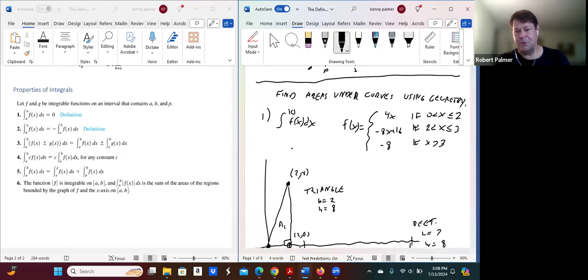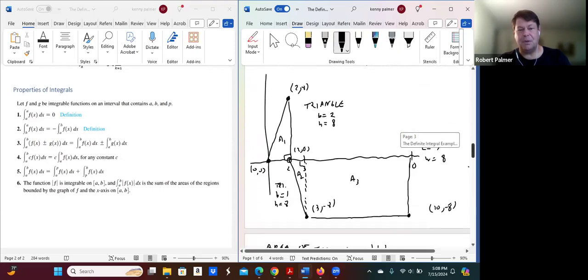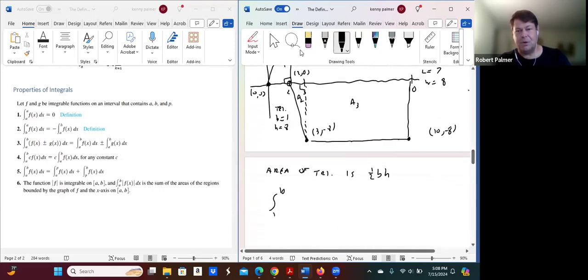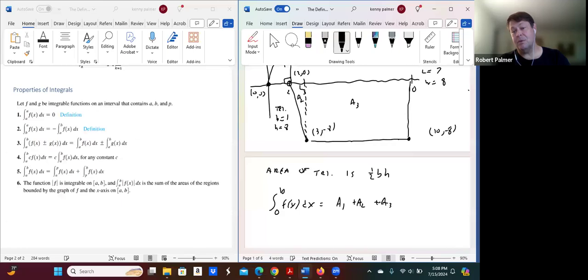Because I actually had this one 0 to 2 anyways. Let's make this 0 to 10. My fault. Okay, that's going to make it easier. All right. So from 0 to 10, f of x times dx, okay? And that's going to be equal to area 1 plus area 2, the second triangle, plus area 3, the rectangle. So we just add those up.